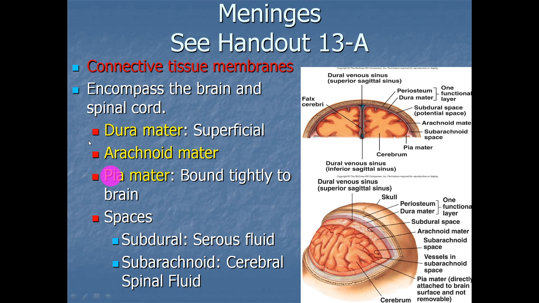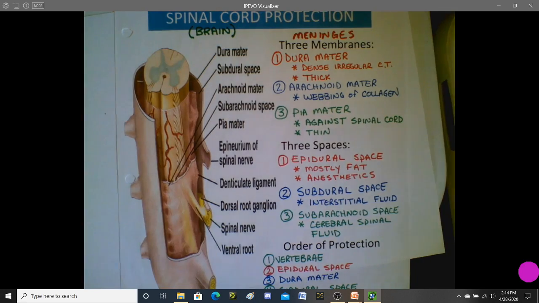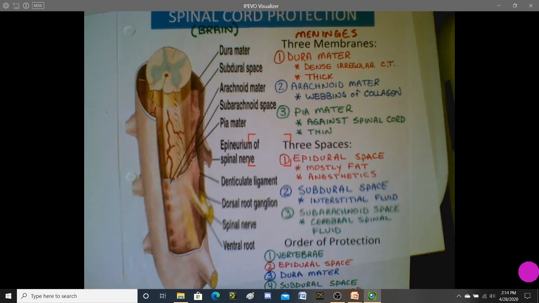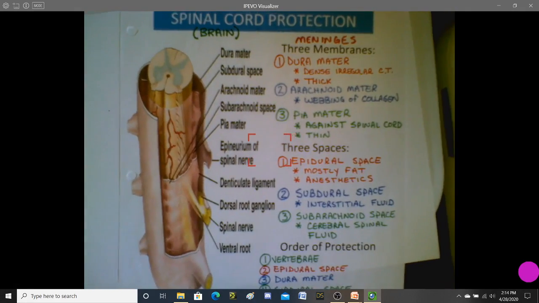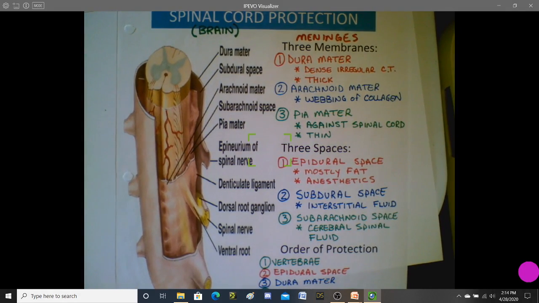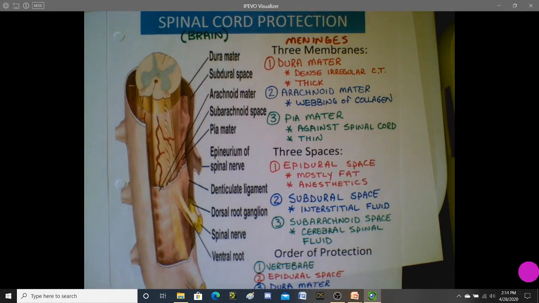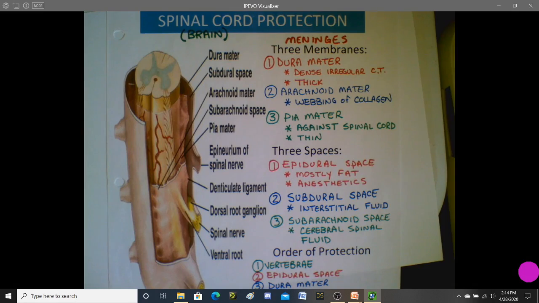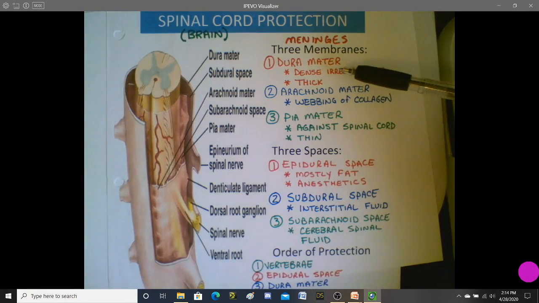Now, our handout is going to be the exact same. I didn't even create a new handout because what's the point? We went over this. So this is handout 13A, and with handout 13A, I just give you the meninges, right? So we've got the Dura Mater made out of dense irregular connective tissue. It's that thick layer, right up against the skull. So it's underneath the skull and on top of the brain.